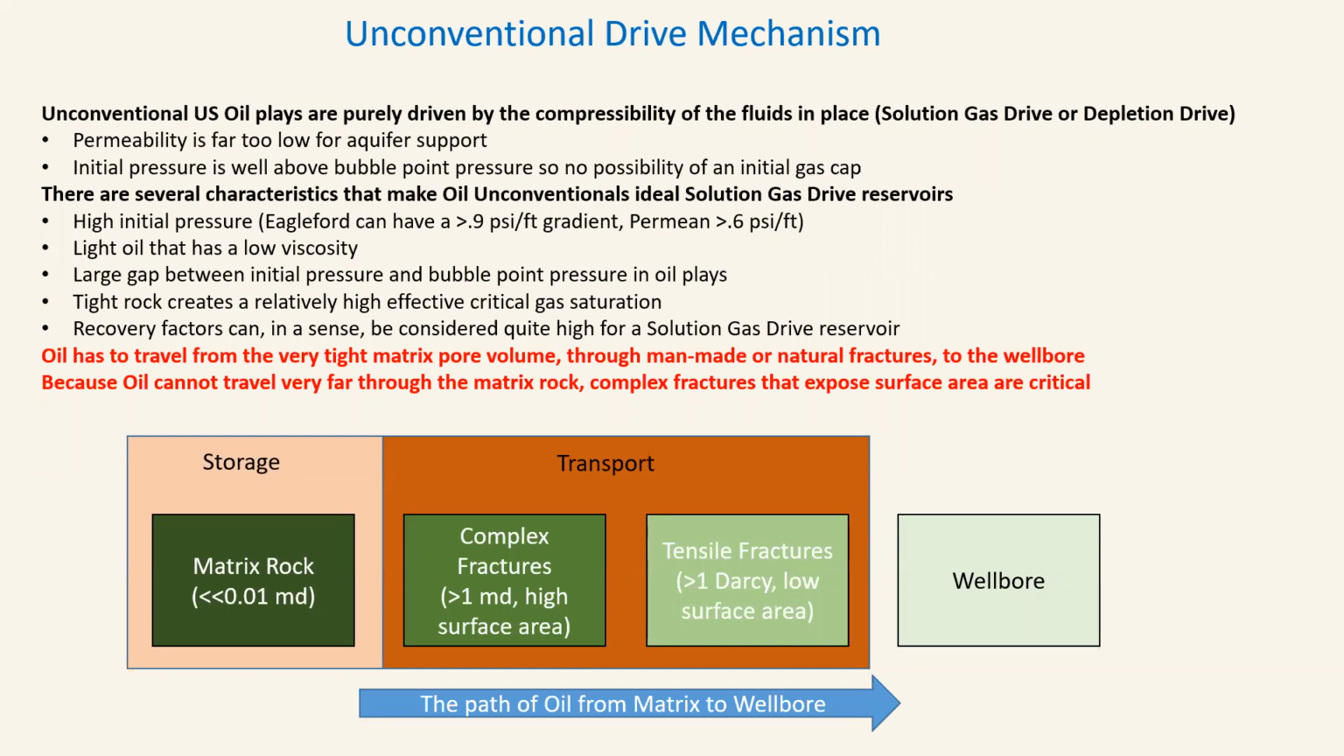However, in terms of depletion drive reservoirs, unconventionals have several things going for them. They have a very high initial pressure. So when you look at the Eagleford, the PSI per foot gradient of those reservoirs is 0.9. If you look at the Permian, it's 0.6. The Bakken is between those two. This oil is very light. It's low density. It has a low viscosity. And there's a huge gap between the initial pressure and the bubble point pressure. So if your initial reservoir pressure is 6,000 pounds and your bubble point pressure is 3,000 pounds, that's a huge amount of time you're able to produce this oil before gas starts forming.